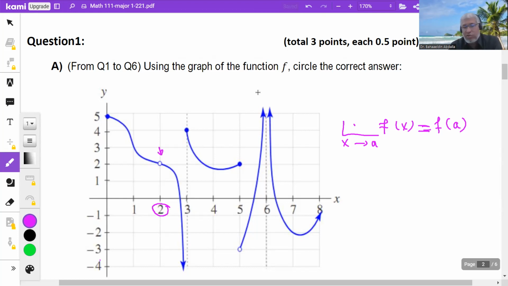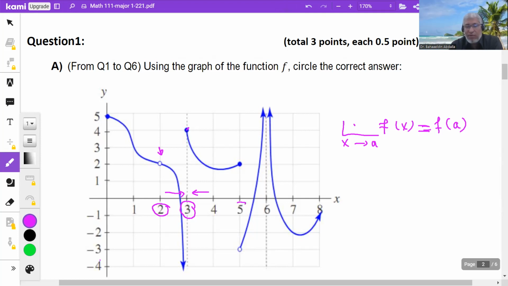So you can see that at 2 here, we have a hole. So the function is not continuous at 2 because it is not defined at 2. At 3, the function is defined. There is a closed circle here. So f of 3 is 4. But the limit from the right of 3 is not equal to the limit from the left of 3. So the limit does not exist at 3. So the function is not continuous. And you can see that there is a big gap here.